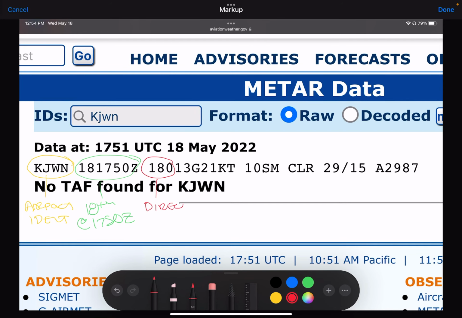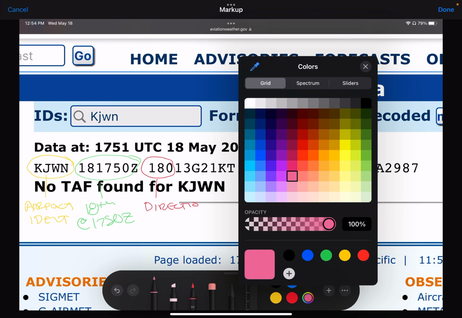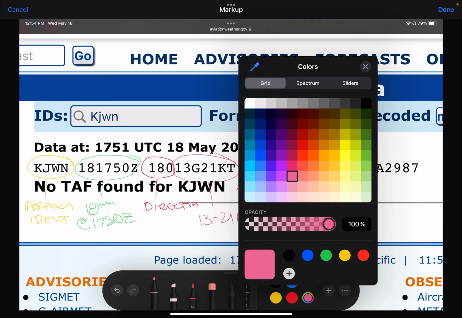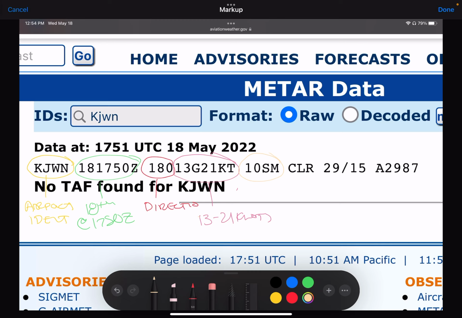So we've got a direction, and then we have the velocity of the wind. Right now we're at 13, gusting 21. So the wind can be anywhere between 13 and 21 knots, which is pretty substantial. The next part is our visibility, which is 10 statute miles right here. On a METAR, it's never going to say anything over 10 statute miles, so even if the visibility is unlimited, it'll still just be 10 statute miles.